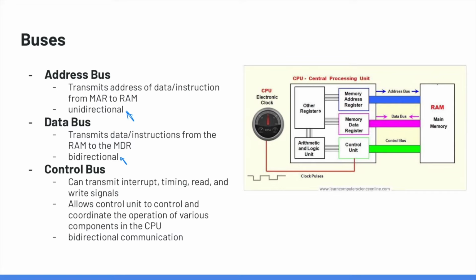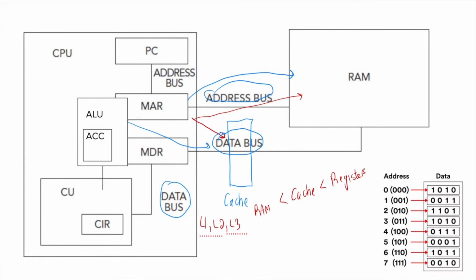Now, the final bus that we haven't talked about is the control bus. The control bus can transmit interrupt, timing, read, or write signals. Basically, the control unit controls everything that's going on in the processor and the CPU, and the control bus is what connects the CU to all the different components in the CPU. So really, our control unit is what's in black. It's basically connected to everything in the CPU. I mean, it controls everything.